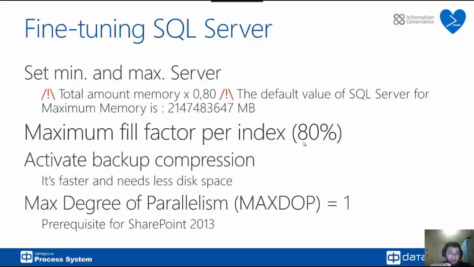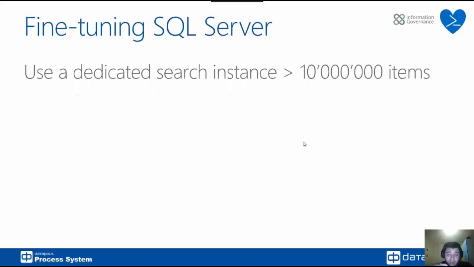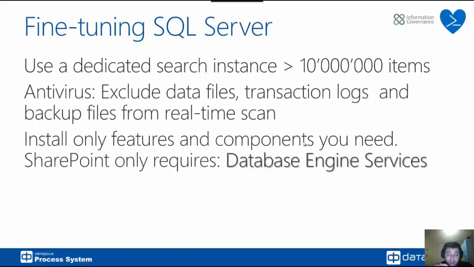Again, fine-tuning, continue: use a dedicated search instance. If you have more than 10 million items for the search, please use a dedicated instance. For the antivirus, exclude all data files, transaction logs, and backup files from the real-time scan. I'm not saying that you have to exclude everything from the scan, but from the real-time scan.